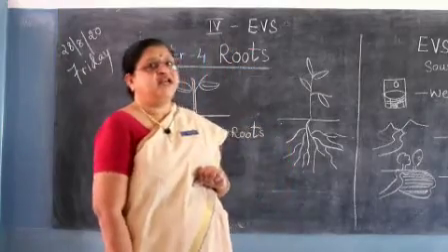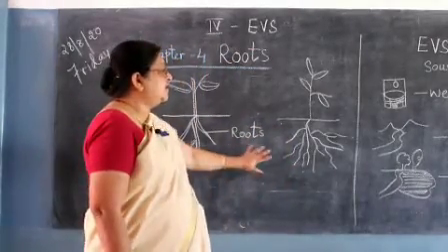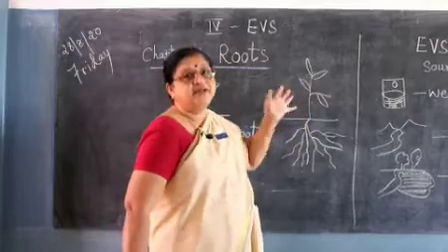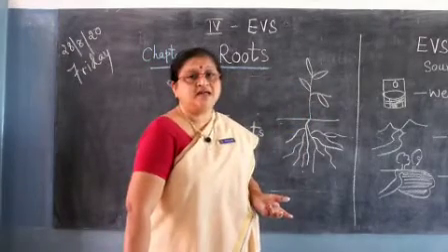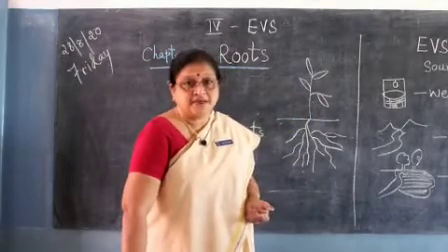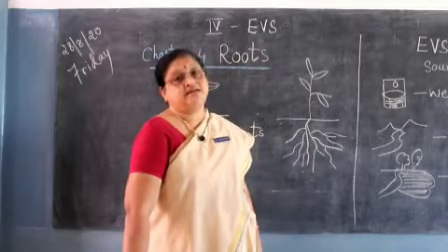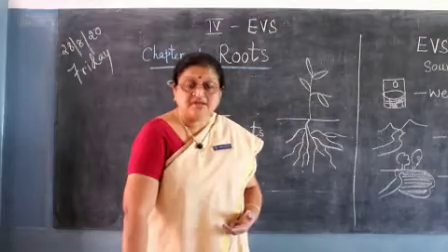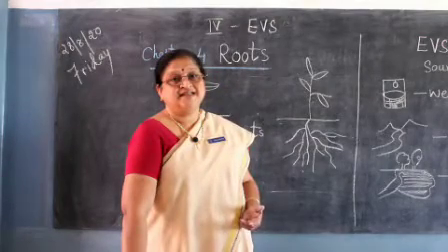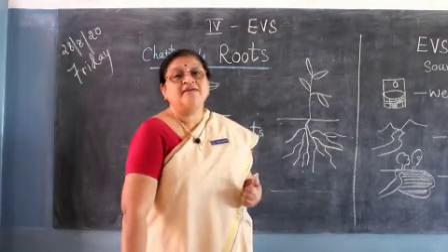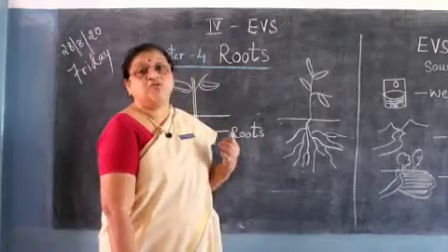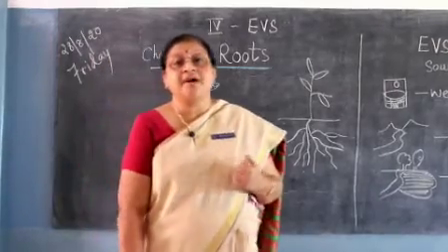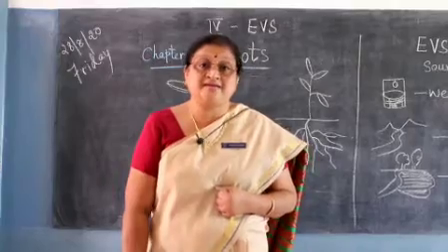If the roots are not there, this plant, whether it's a small plant or a large plant or a tree, big plants, they cannot stand. The roots, if they are removed, the plants die. So we have the roots, which are one of the main parts of the plant.